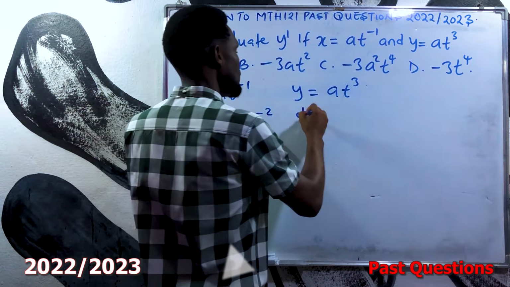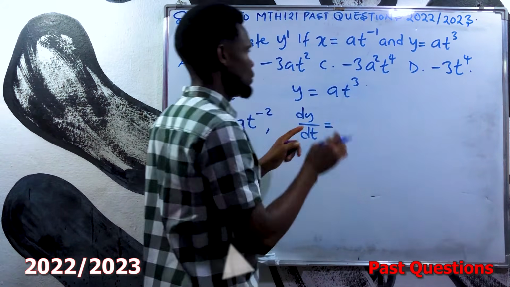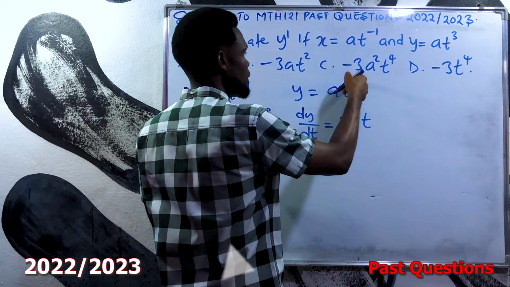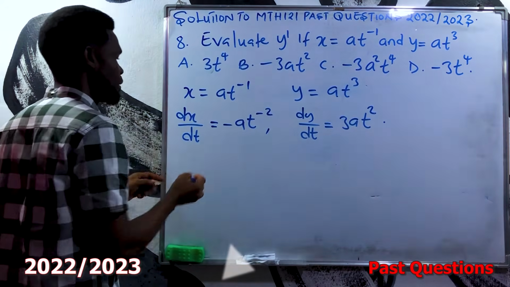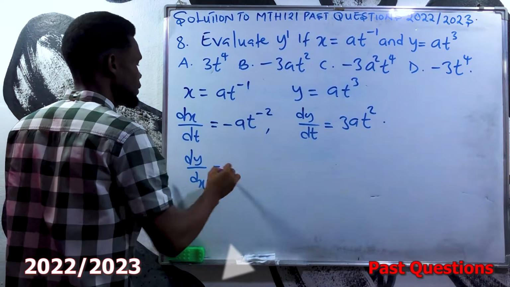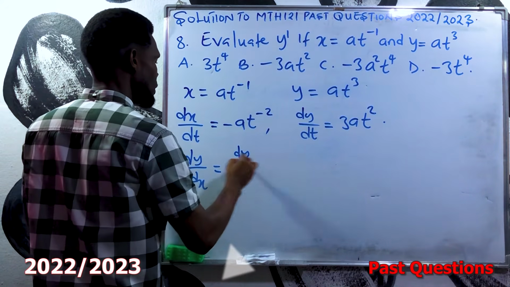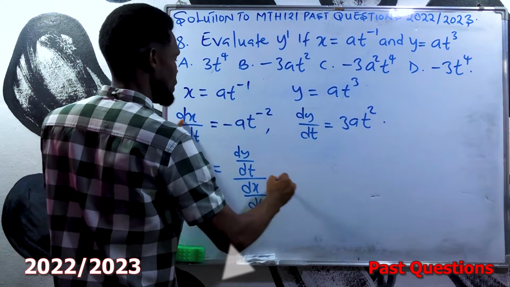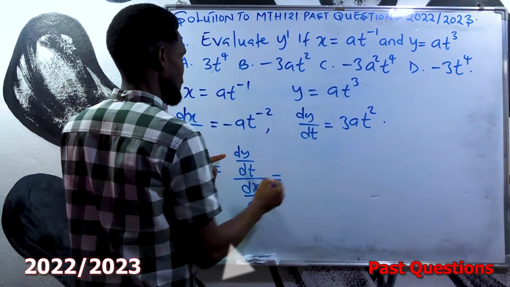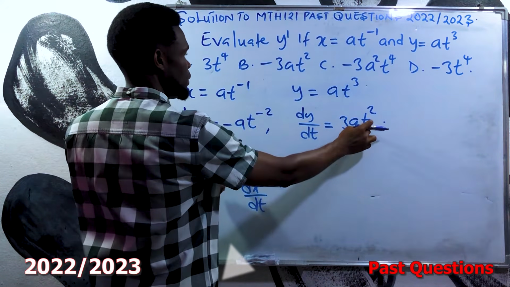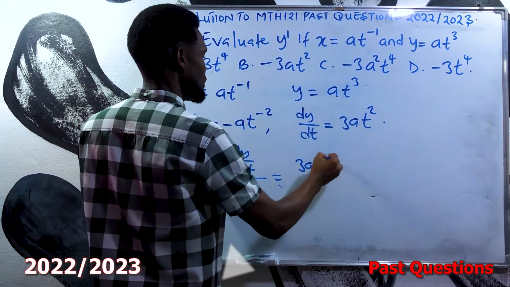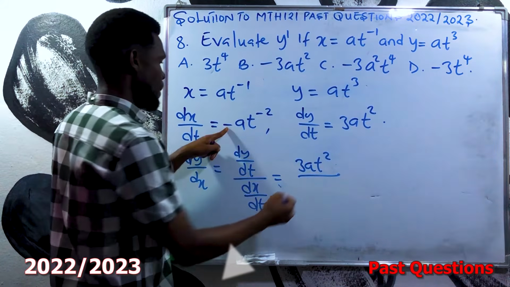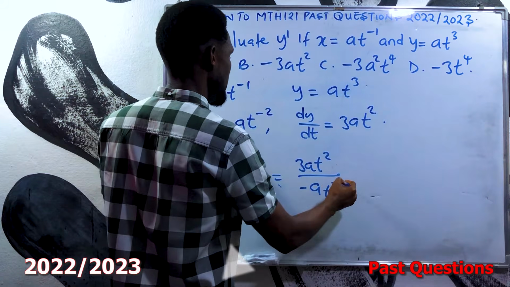We're done with that. dy over dt will be equal to 3 times a is 3a. Then t raised to power 3 minus 1 is 2. We are done with that. Then automatically dy/dx, the formula now is dy over dt divided by dx over dt, which is equal to, what is dy/dt? 3at squared, all over, what is dx/dt? dx/dt is minus a t raised to the power minus 2.